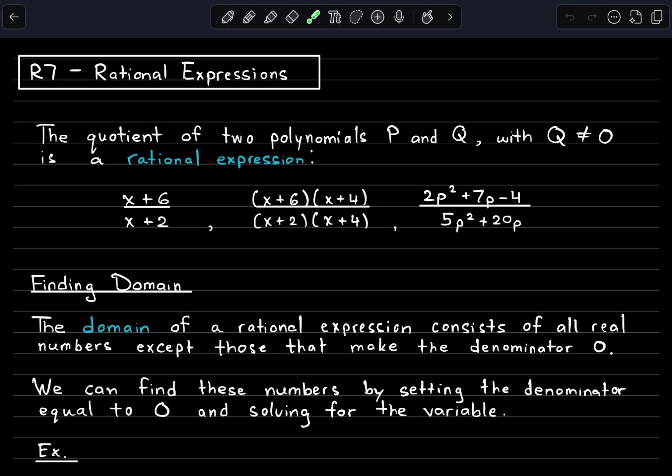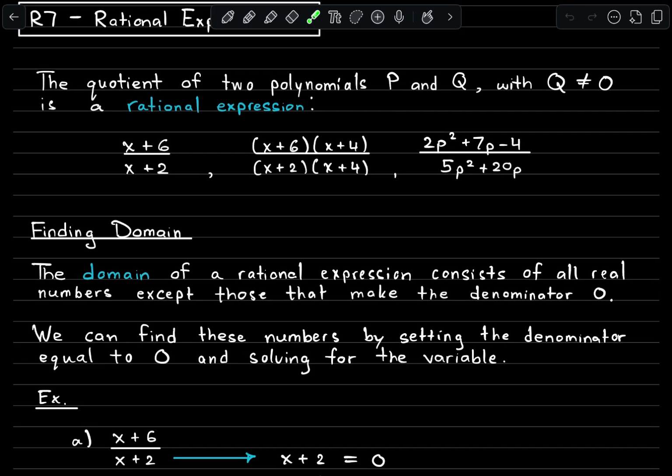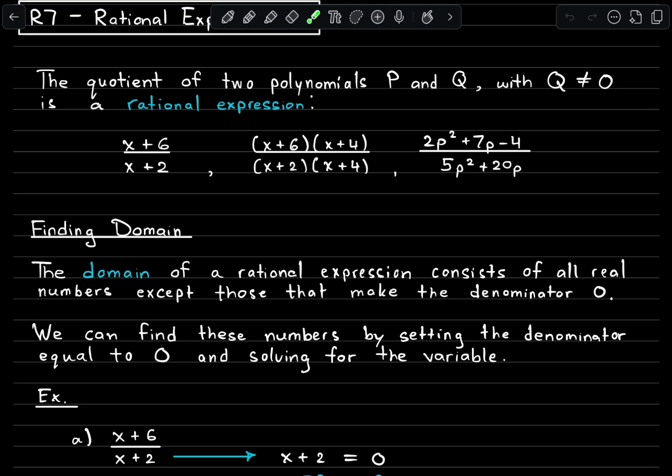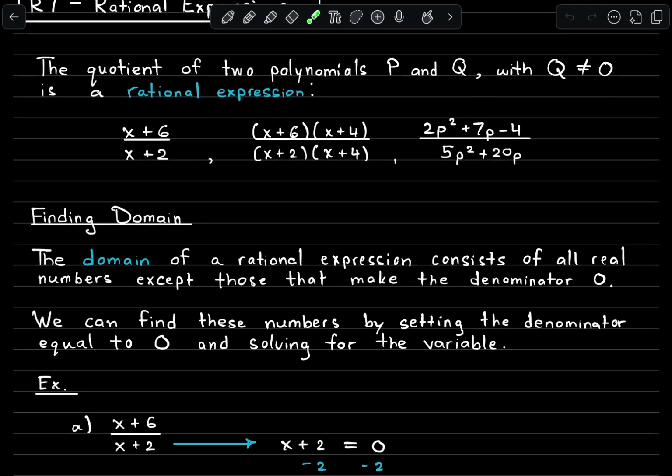Okay? So the first thing you might have to do is find the domain of a rational expression. The domain of a rational expression consists of all real numbers except those that make the denominator 0, because that would make the expression undefined. So we can find these problematic numbers by just setting the denominator equal to 0 and solving for that variable. For example, if we had x plus 6 over x plus 2, you would take that x plus 2, set it equal to 0, and solve for x.